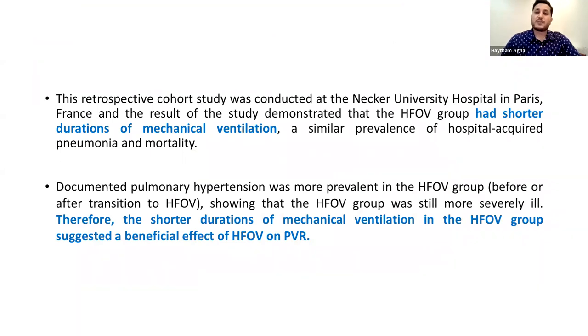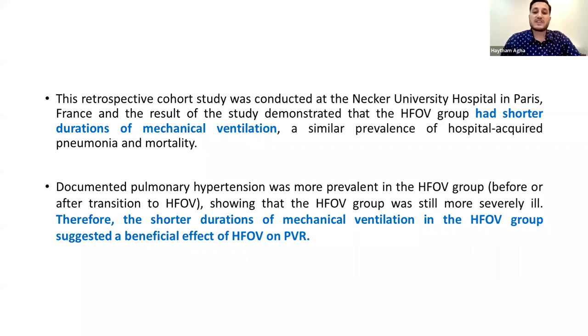This study found that patients on high frequency ventilation had a shorter duration of mechanical ventilation, a shorter duration of ICU stay, and the same mortality between both groups. But they found an interesting finding: in patients on high frequency ventilation, the documented pulmonary hypertension was much higher, which can be seen as a complication of high frequency ventilation. But if you look at the ICU stay and length of ventilation, you can say that high frequency actually treated this group better than conventional mechanical ventilation.